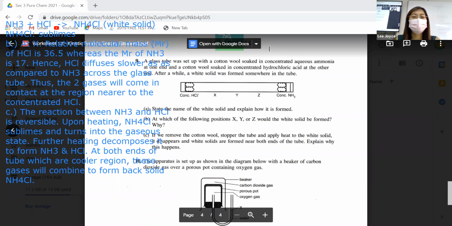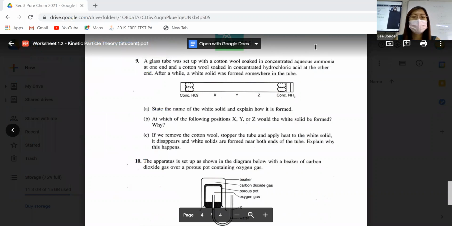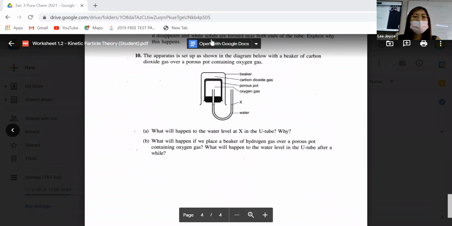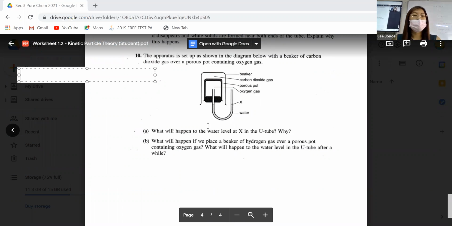Okay, let me clear my drawings and we'll go through question 10, the U-tube question. So what should be the correct way of explaining this? Look at part A. What will happen to the water level at X in the U-tube and why?